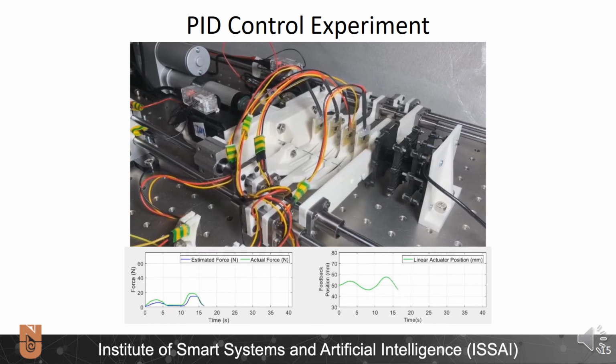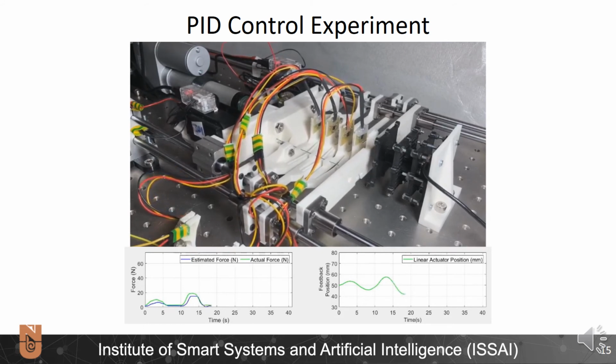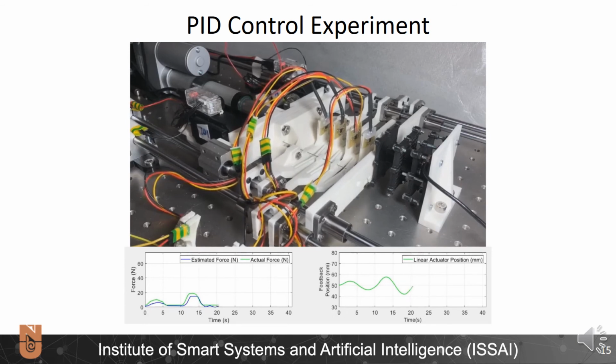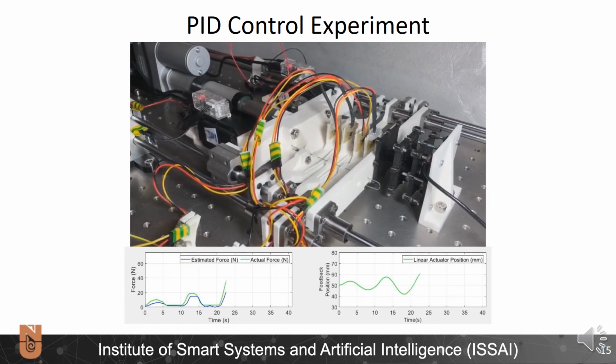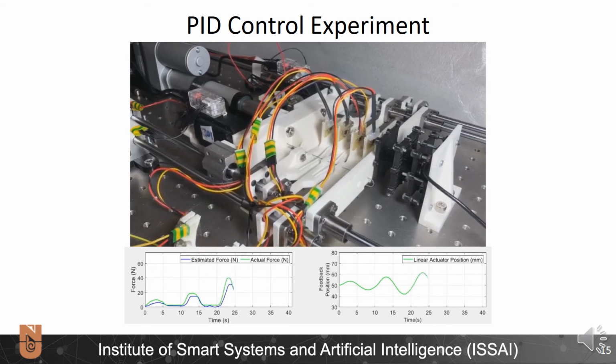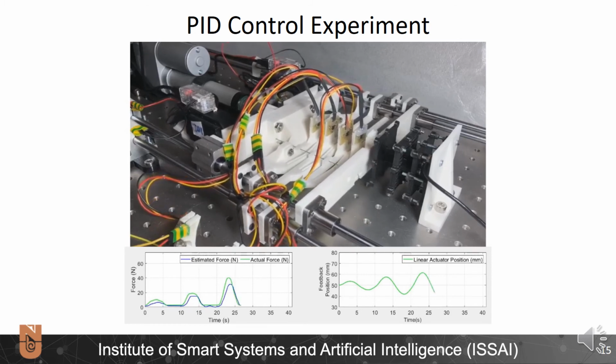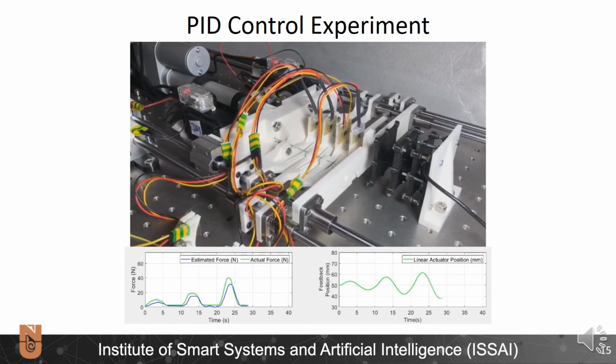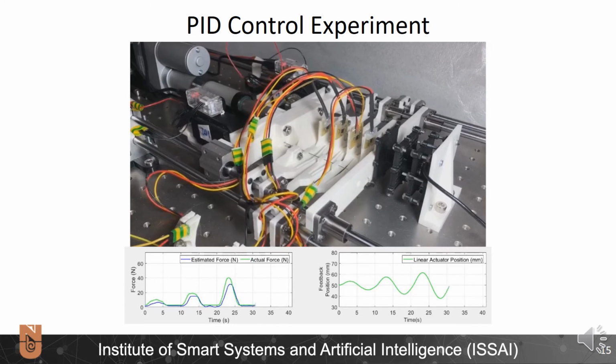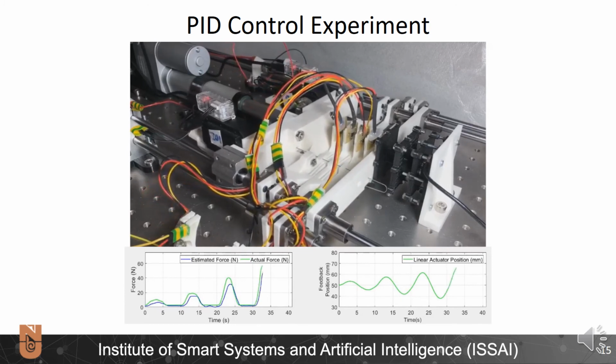In the graph at the bottom we can see the data plotted in real time. In the left hand side figure, the blue line is the estimated force and the green line represents actual force exerted by the system during the time. In the figure on the right we can see position values changed with the time.